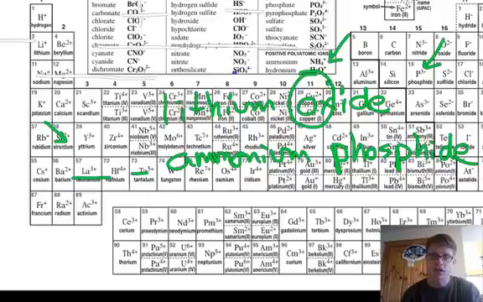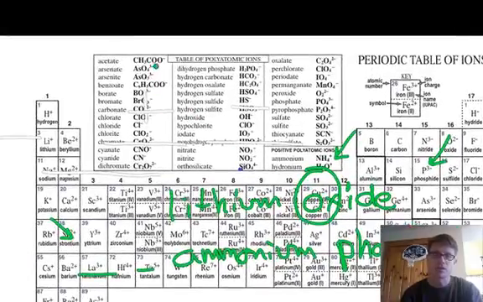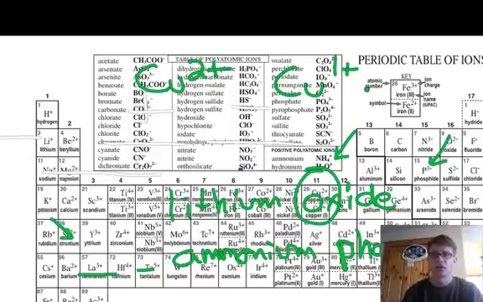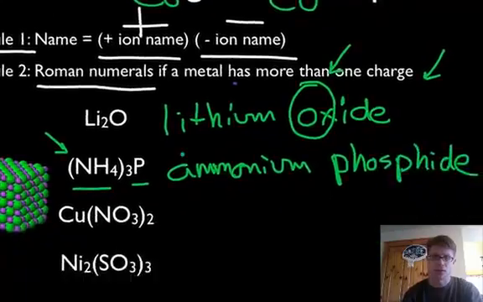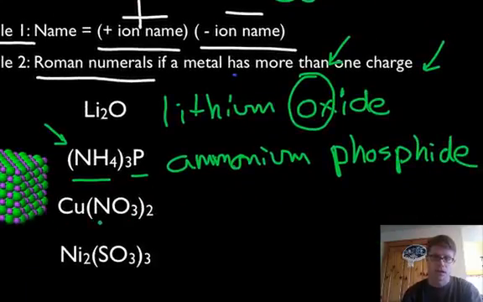Copper can have 2 states. Copper can either be Cu2+, or it could also be Cu1+, or just plus. We have to figure out which one it's going to be. So let's go take a look at that. Here we've got copper, and now we've got to figure out what that NO3 is.